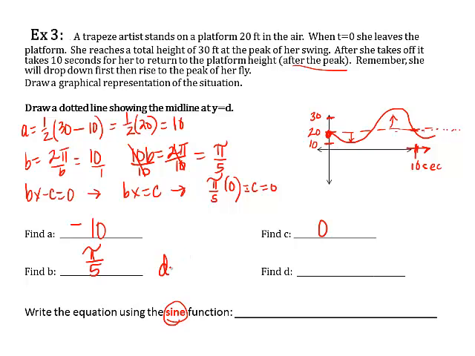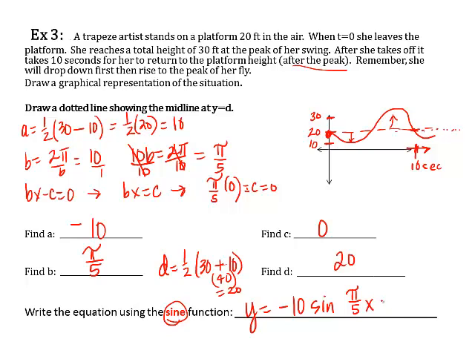And then lastly, d. D is 1/2 the maximum plus the minimum. And what do we get? We get 40. Half of 40 equals 20, which we already figured out. That's the height, right? So it's 20 is my d value. Now I can put it in a sine equation. Y equals negative 10 sine pi over 5x plus 20. All right? There's my solution.